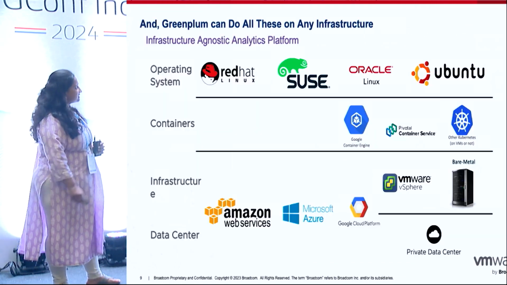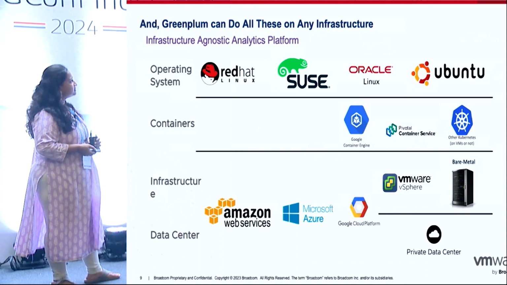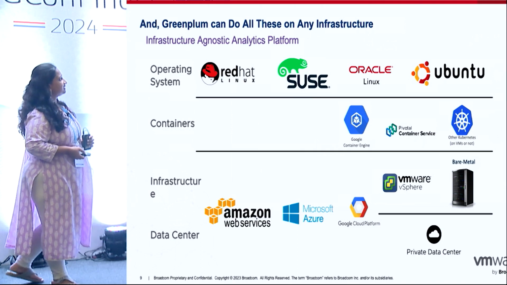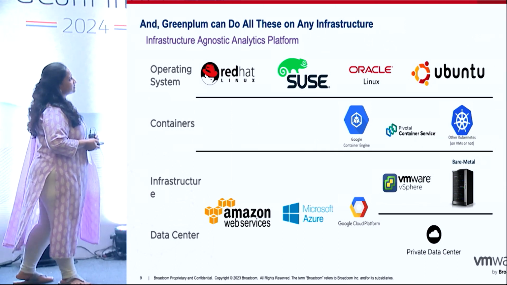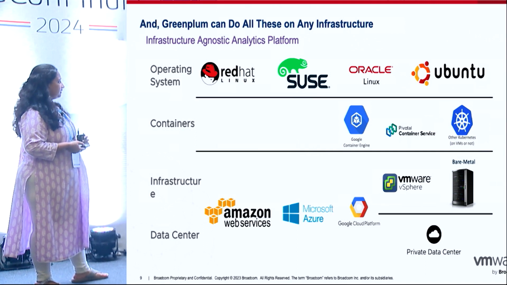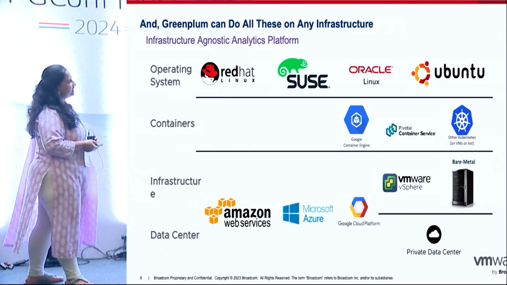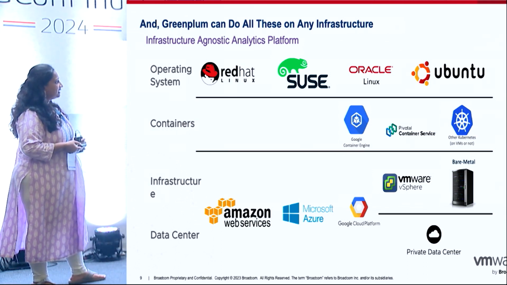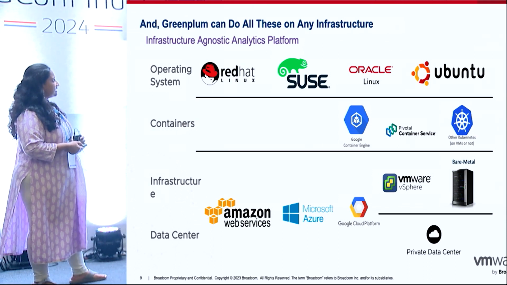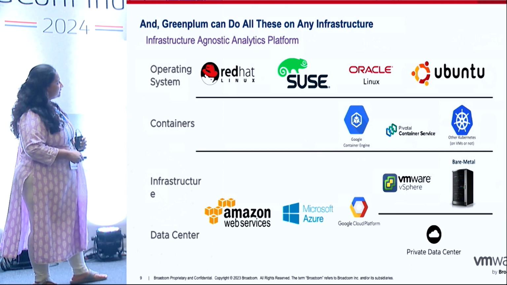Along with this, it is supported on multiple infrastructures and multiple operating systems: Red Hat, SUSE, Oracle Linux, or Ubuntu. It is also supported on containers, and on cloud: Amazon Web Services, Microsoft Azure, Google Cloud Platform, and VMware vSphere, and also on bare metal. These are some of the infrastructure agnostic capabilities of Greenplum.